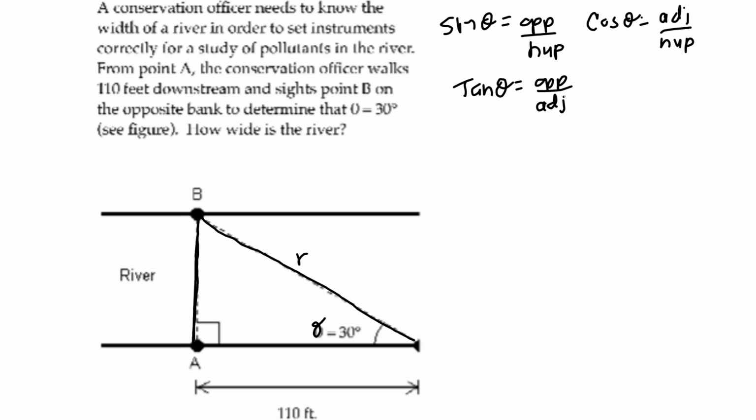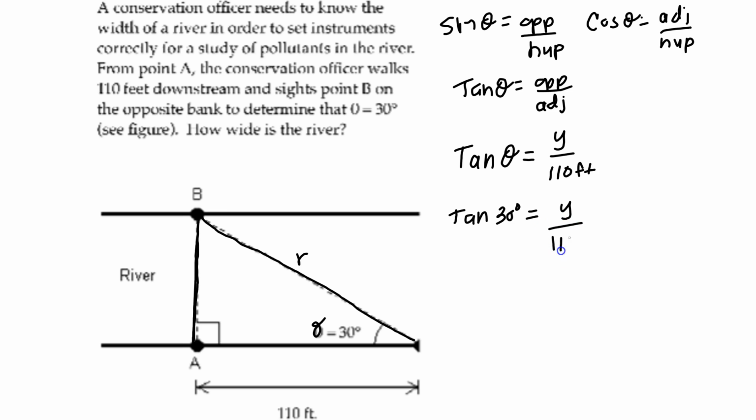In this case, we're going to have to use tangent of theta, since we don't know the opposite, the width of the river, and we do know the distance, or the adjacent side of this triangle. So you're going to write tangent of theta is equal to the width of the river, in this case y, over the adjacent side, which is 110 feet. We're going to go ahead and find tangent of 30. I recommend to wait until the end to do that.